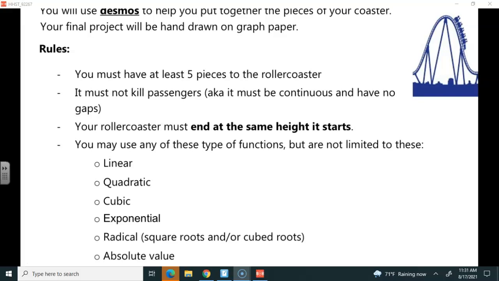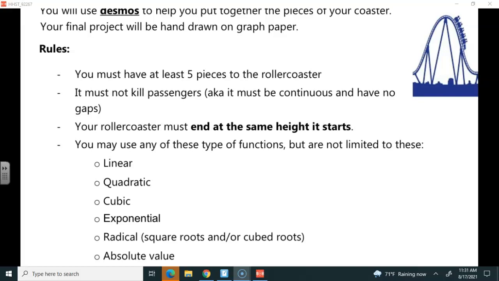Now, I understand velocity and gravity and all that with roller coasters. I'm not checking things like that. I'm checking that it's continuous and has no gaps. Your roller coaster must end at the same height that it starts. So if you start at 0, 0, then your Y value must be 0 at the end. If you start at like 0, 8, then wherever your graph ends should be at a height of 8. Okay, your X is time, your Y is height.